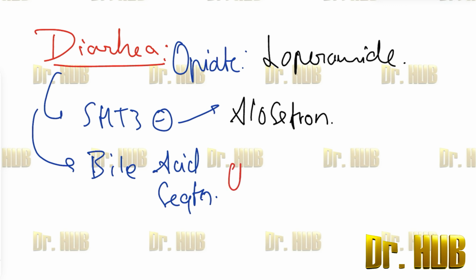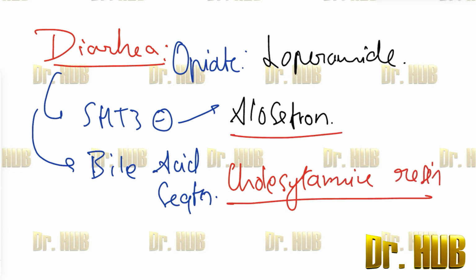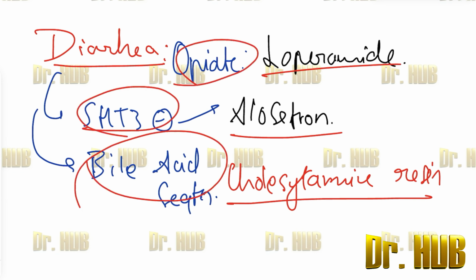So we have cholestyramine resin. All these are used for diarrhea: opiates, 5-HT3 antagonists, as well as the bile acid sequestrants, being cholestyramine resin.